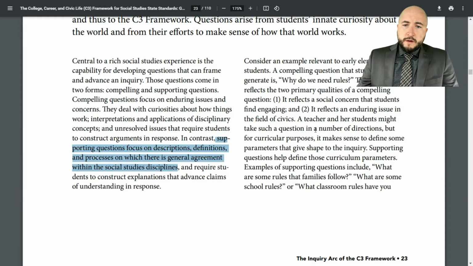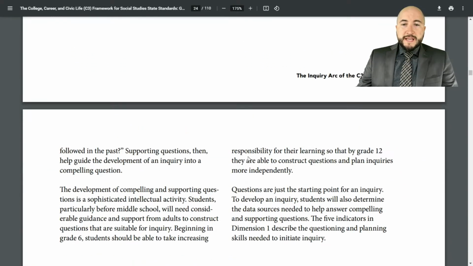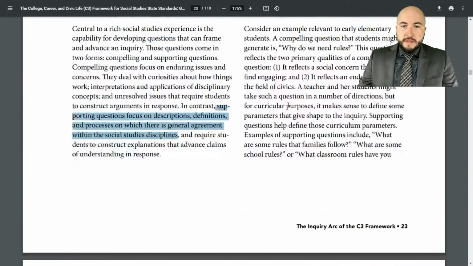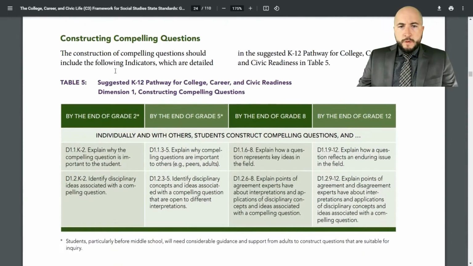But we see here, we have some examples, and if we keep scrolling down, there's even more examples. So again, it's actually a pretty short chapter. If you want to pause me and read all of this, it won't take you too long. And if we scroll down, we'll actually see some of our actual standards and examples. So right here, we have constructing compelling questions.